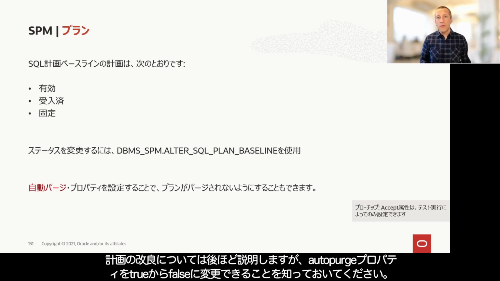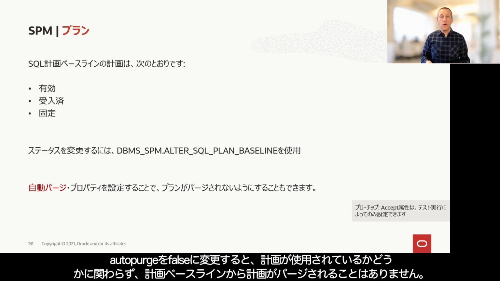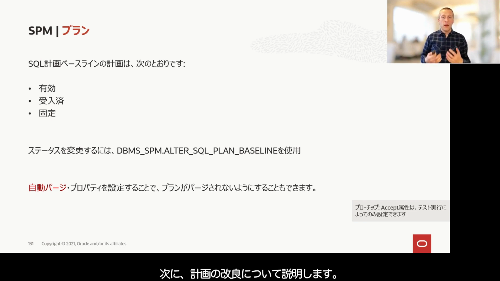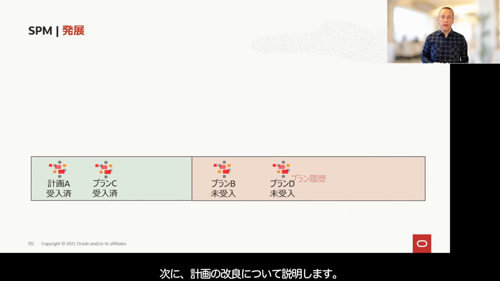We'll talk about evolving in a little while, but you should know that on plans, you can change the auto purge property from true to false. If you change auto purge to false, a plan will never be purged from the plan baseline, regardless of whether it's used or not. Now we need to talk about evolving.